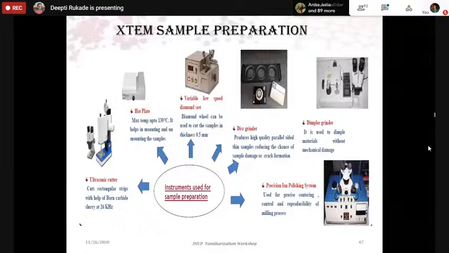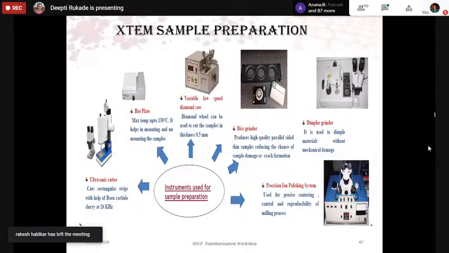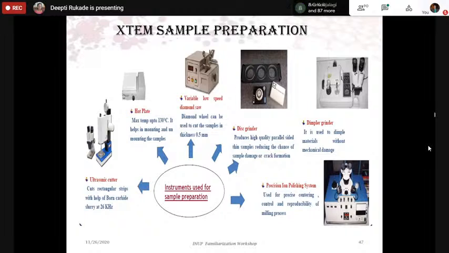So if you have a powder material, you have to just dispense it into a solvent. You have to mix it properly and then drop cast that solvent onto the copper grid. You have to let it dry under the UV light for a few hours, and then your sample is ready for imaging. That is for powder.